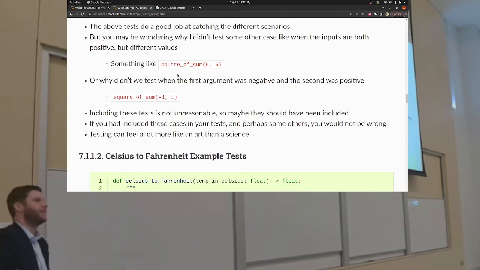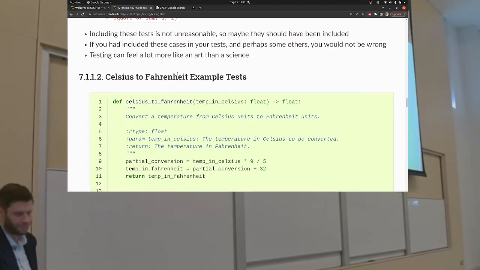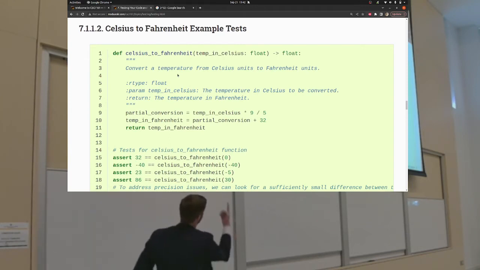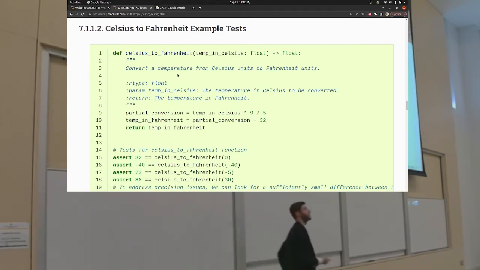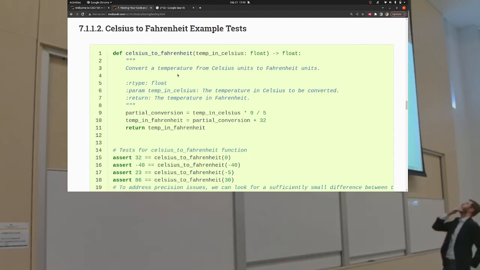It's not unreasonable to include them, but presumably if it worked for the others, it's going to work for those as well. So let's write some tests for Celsius to Fahrenheit. Of course, this is the Celsius to Fahrenheit function we had from the functions topic. It now includes the doc string, and it includes something called a, well, we'll get there in a second.